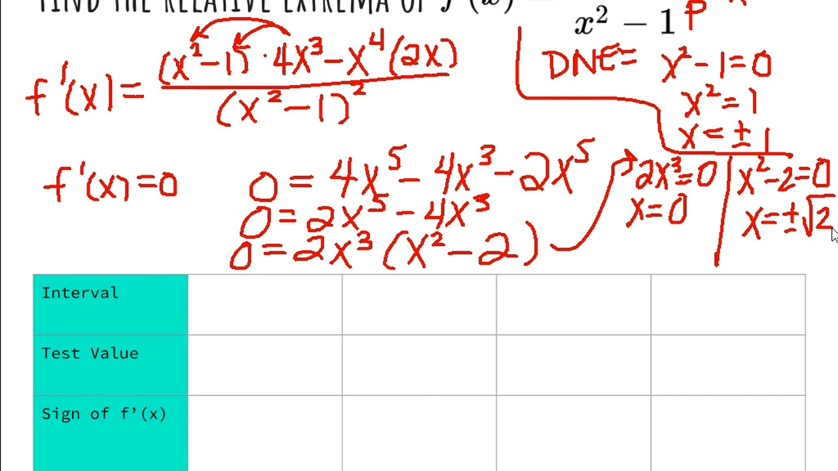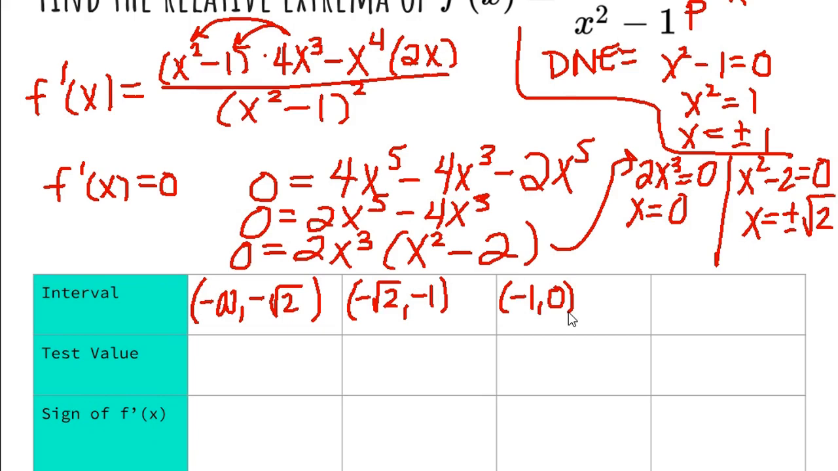So I'm going to go from negative infinity until negative root 2. From negative root 2 until negative 1. From negative 1 until 0. From 0 until... wait, nope. From 0 to 1. From 1 until root 2. And from root 2 until infinity. So this might be one where, guys, as a class, you divide and conquer to finish this problem.